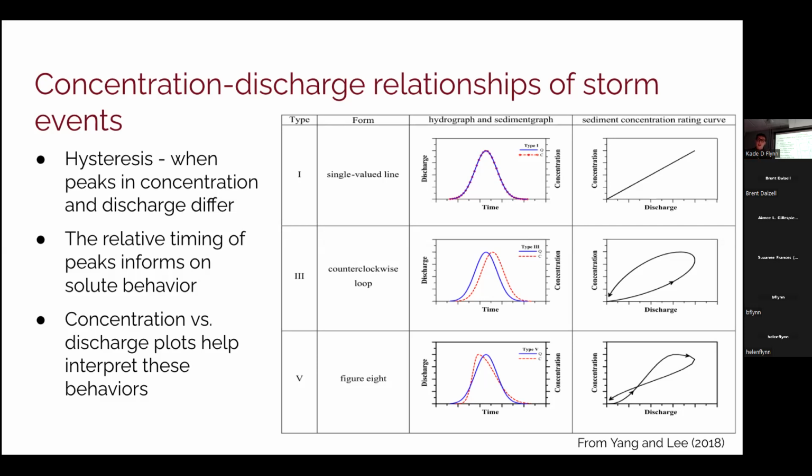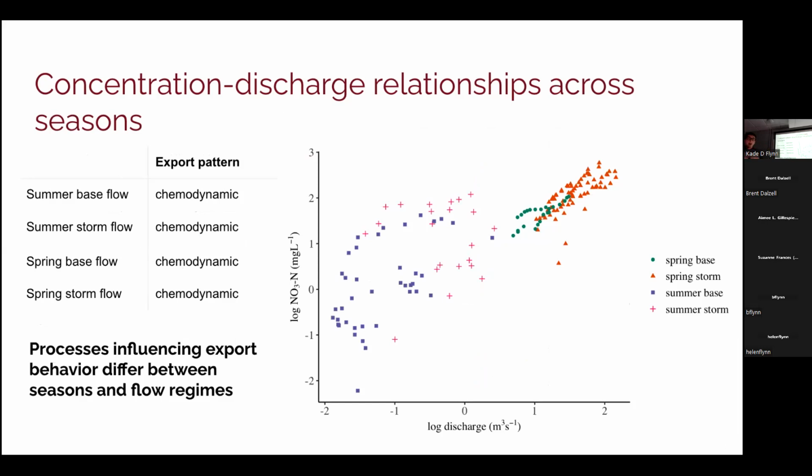So to look at data from High Island Creek at our most downstream locations, we will look at concentration and discharge relationships, daily values, broken up by season, and these different flow regimes. So based on our classification, we see that for summer base flow, summer storm flow, spring base flow, and spring storm flow, we had chemodynamic conditions across the board. And you can visualize this in this plot of concentration and discharge on the right.